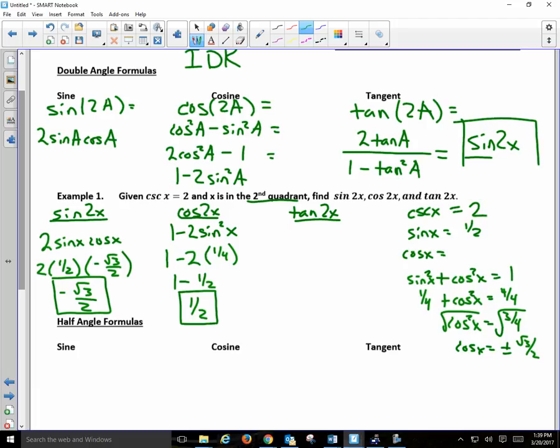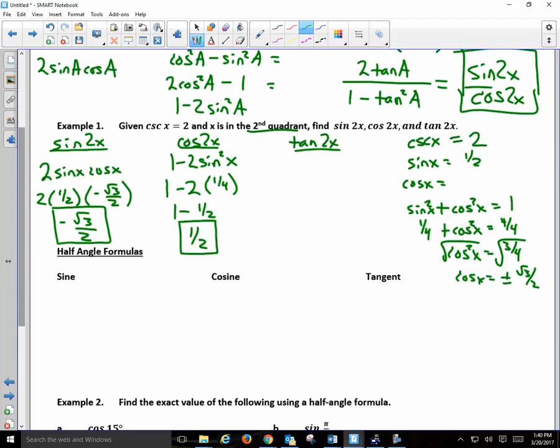The formula is, it looks like some of it got erased. I take sine of 2x divided by cosine of 2x. So what is sine of 2x? Negative root of 3 over 2. Right there. Divided by 1/2.